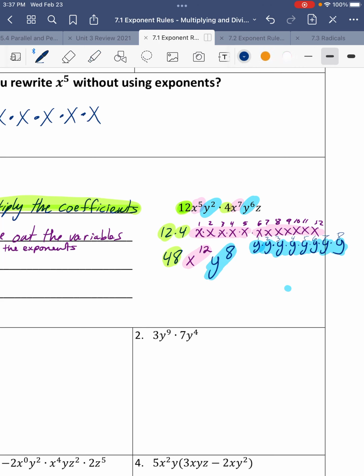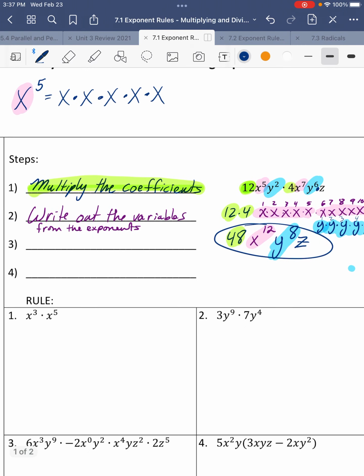And then we have one more z that is by itself. That's just going to come down as z. You could say it's to the first power if you'd like, but you don't need the 1 there. And that is your final answer. So after we write out the variables, we count each variable.